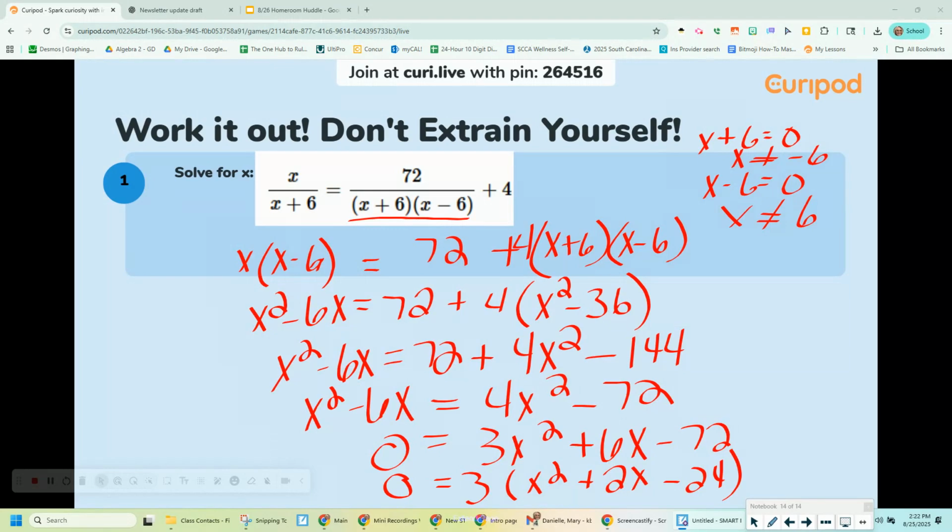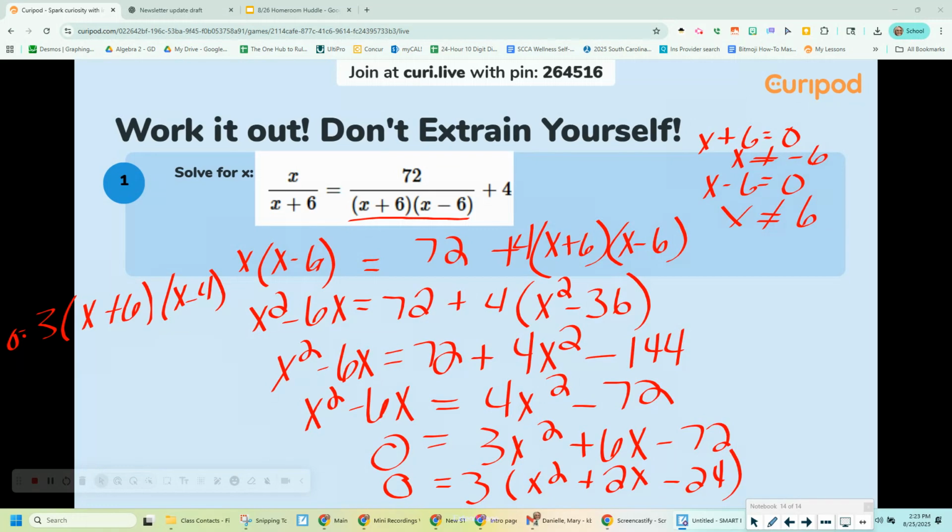So let's come over and try to factor down that x squared. That's going to leave me with 3 times x plus 6 and x minus 4. That's still equal to 0. Now, if you are still struggling with your factoring, remember we've done a lot of practice on factoring, so you need to know how to do this factoring.